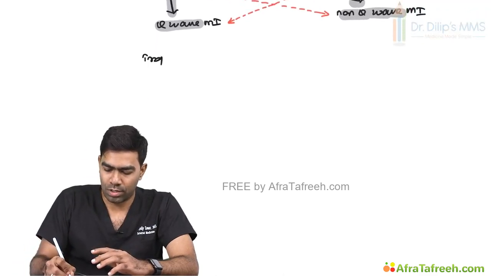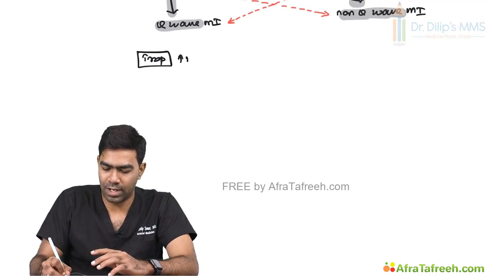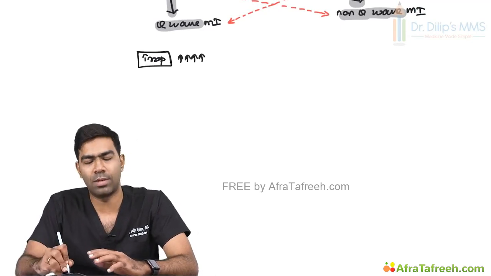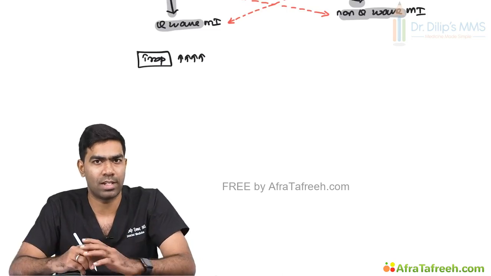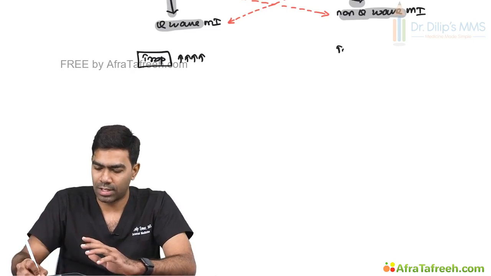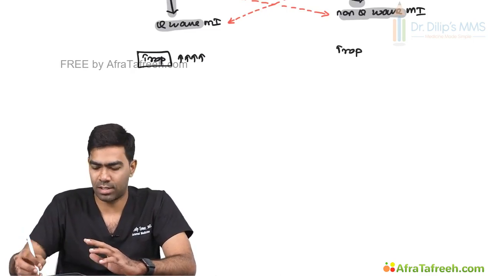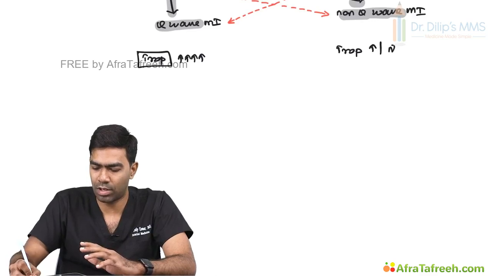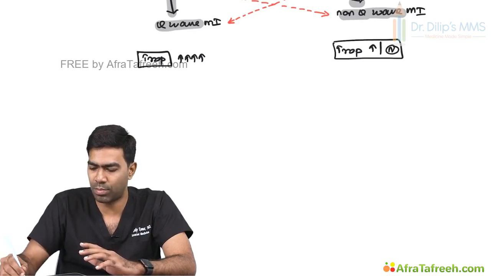And what about the troponins? Troponin levels are definitely elevated, as I told you before, and there will be a serious elevation in the setting of STACS because it's a full thickness, complete infarct. Whereas in the setting of NSTACS, troponin elevation can happen or troponins can be normal as well. This is a very important thing.